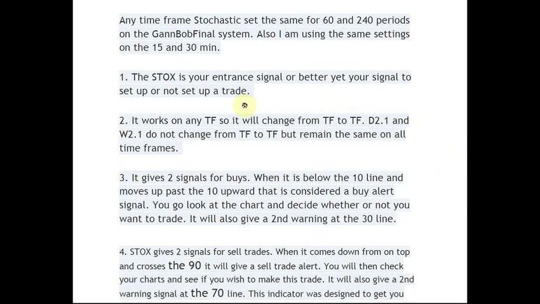Since I do not always use the same stochastic settings, I call this the any time frame stochastic, and it's set the same for the 60 and 240 periods on the Gann final system. Also, I'm using the same settings on the 15 and 30 minute. Not the same settings, but the same systems on the 15 and the 30. So they are like 18 and 2, and the higher time frames like 9 and 2, something like that. So you can see the settings, and they've changed some as the system's evolved.